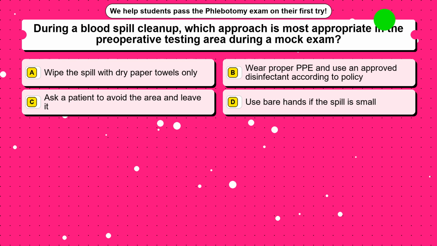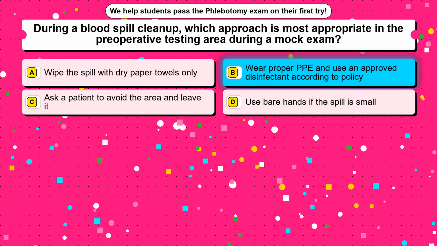Question 13. During a blood spill cleanup, which approach is most appropriate in the preoperative testing area during a mock exam? Option A. Wipe the spill with dry paper towels only. Option B. Wear proper PPE and use an approved disinfectant according to policy. Option C. Ask a patient to avoid the area and leave it. Option D. Use bare hands if the spill is small.